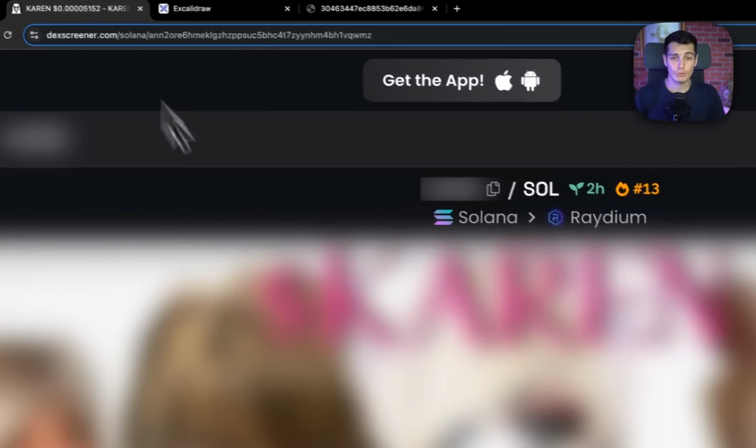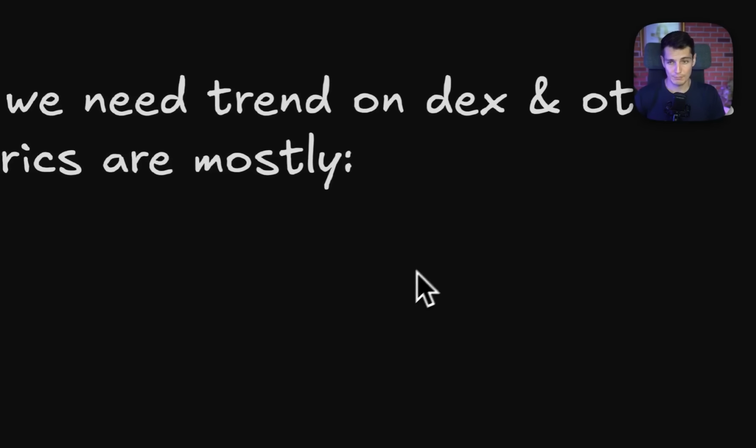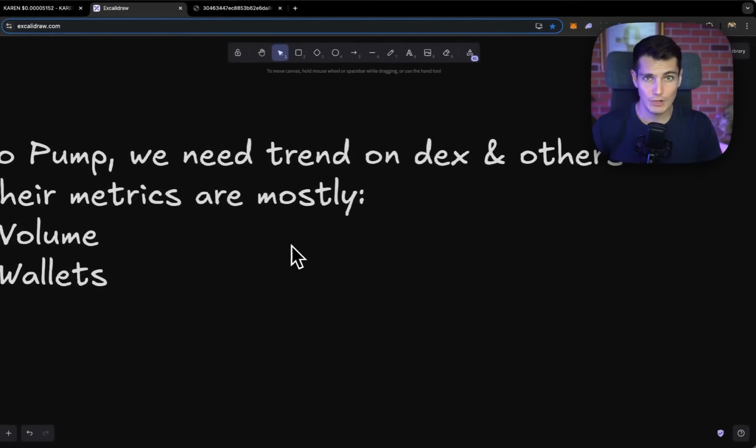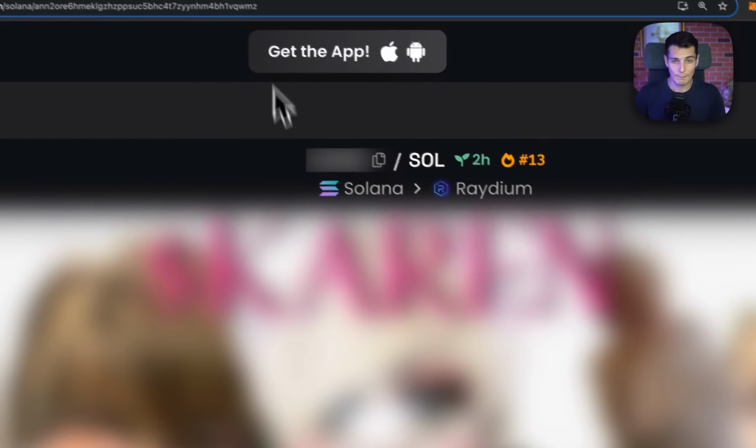Because any token could be at the top. So why would we put this one more than another on this platform or any other platform? Dex Screener, Photon, Bullx, whatever. Their metrics are mostly volume and the number of wallets. That's the number one metric that they will use to rank a token to be sure if they put it at the top or not.